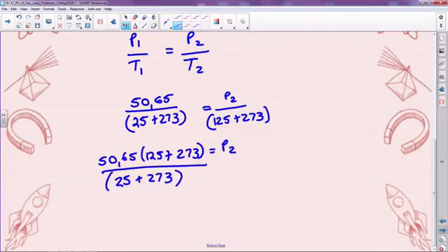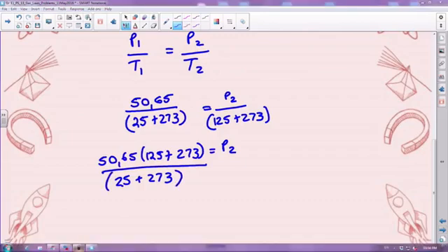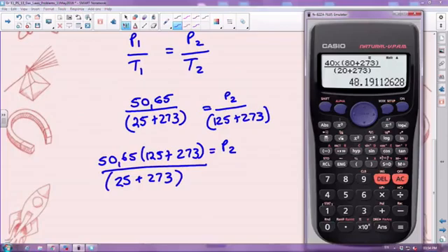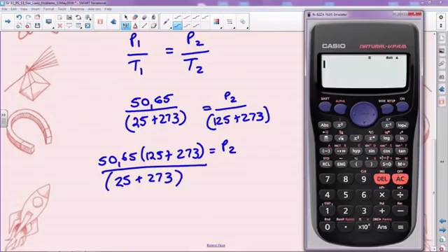Okay, and so remember, back to our calculator. Calculator is our friend in this section. It's helping us out a lot here. I'm going to use my fraction function again, and I'm going to go 50.65 multiplied by, here I'm going to open my brackets, 125, and I'm going to add in 273.